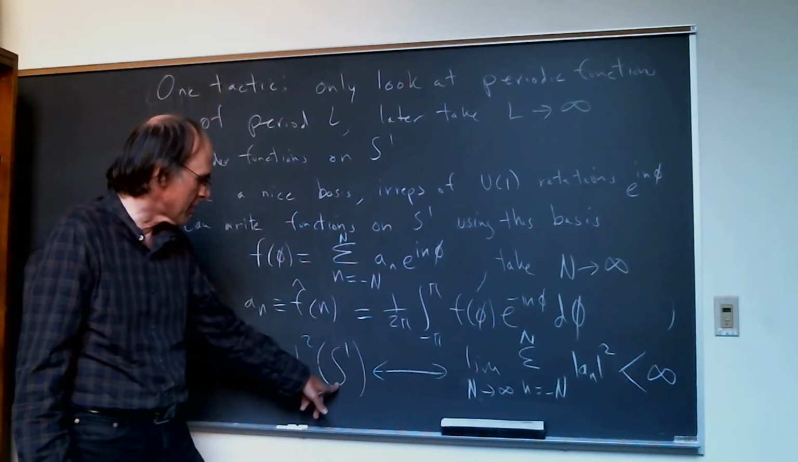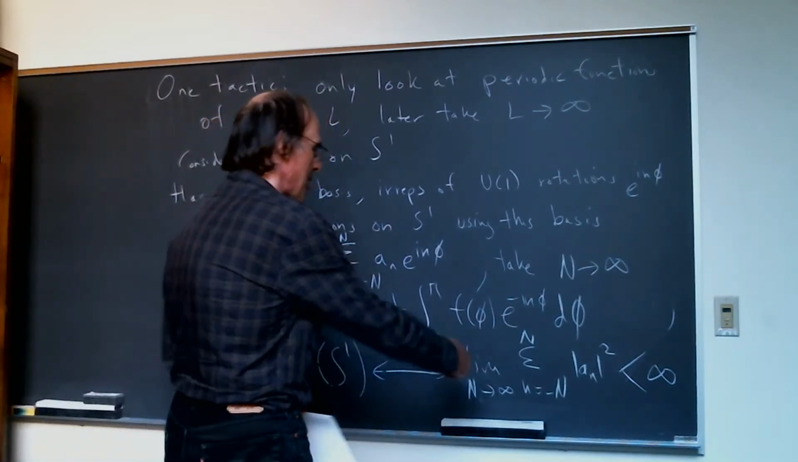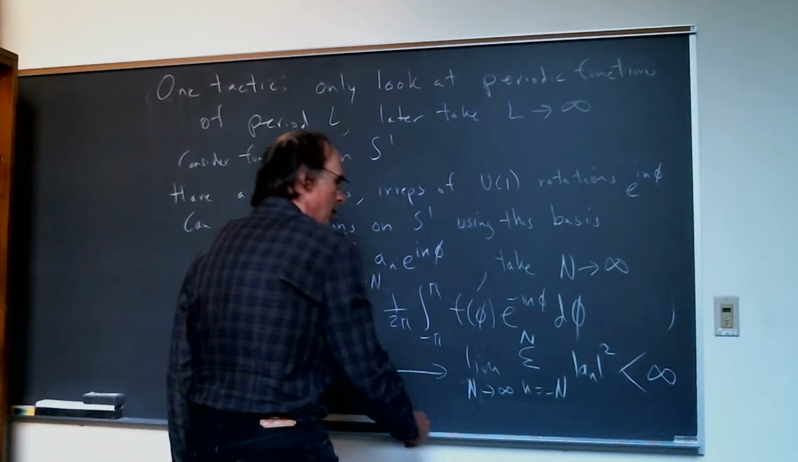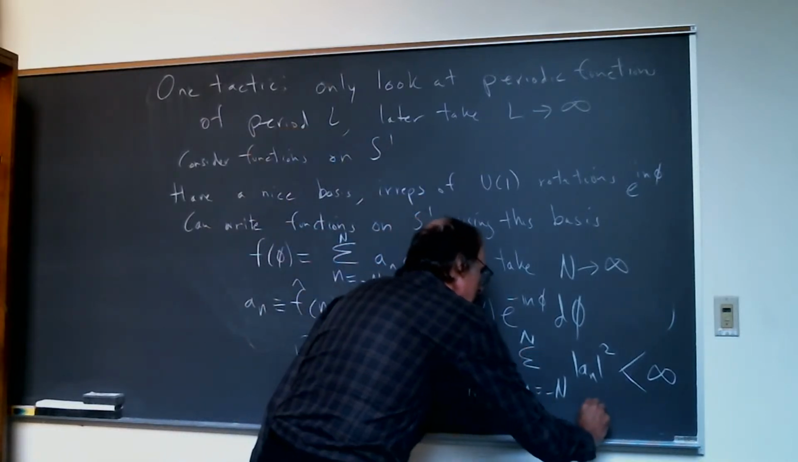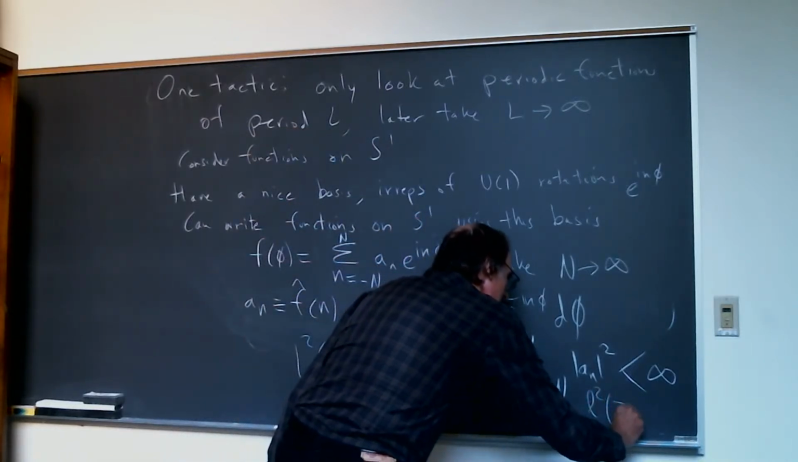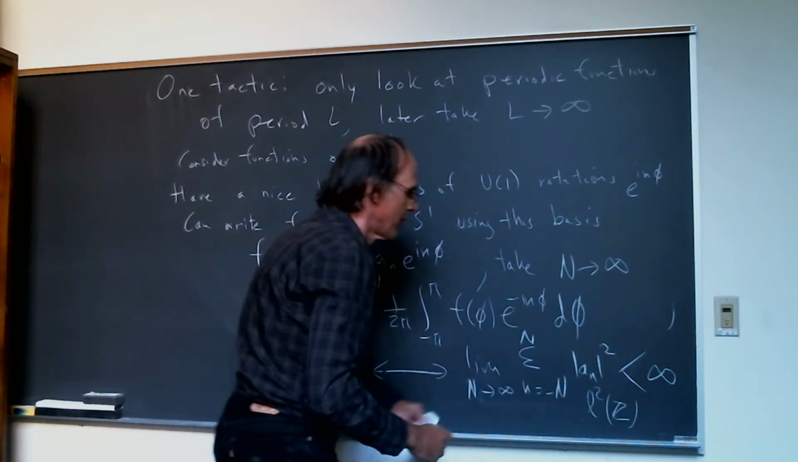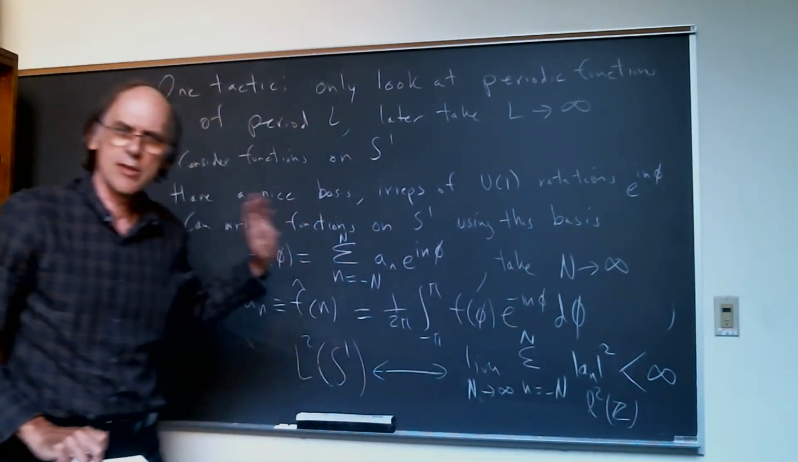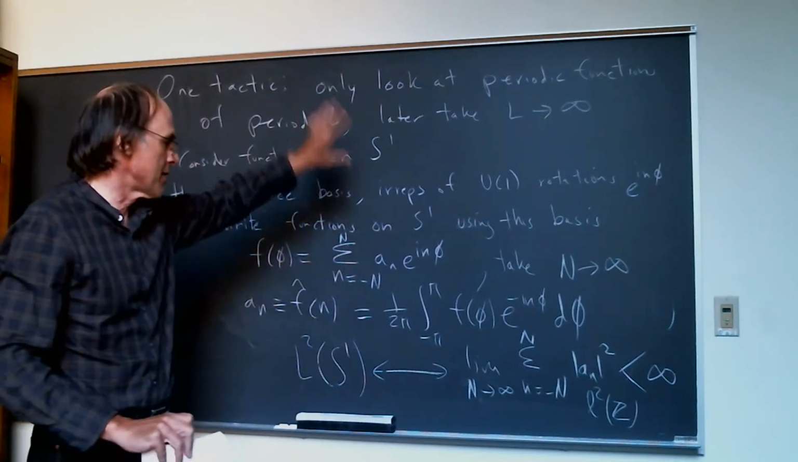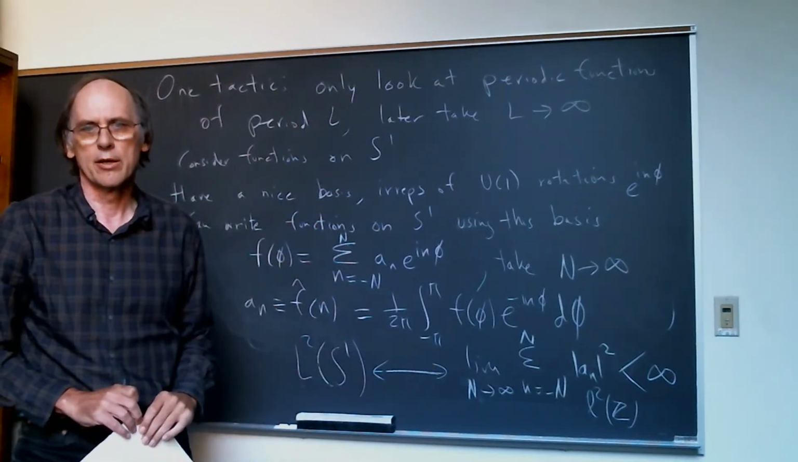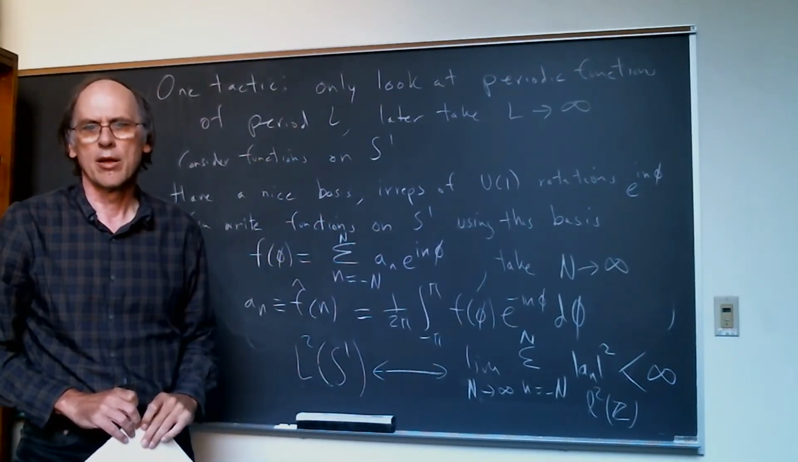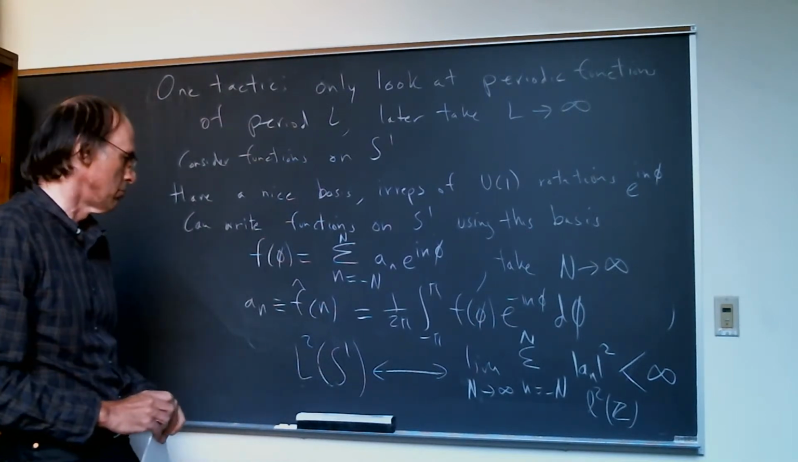So this is L2 of S1, and this space is sometimes called small L2 of Z. These are functions on Z, but there's nothing here about this. None of this tells us anything about L2 of R yet. Okay. Isn't that isomorphic to L2 of R, like as a Hilbert space?